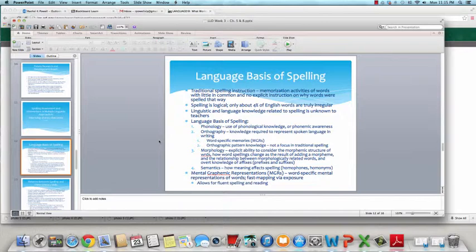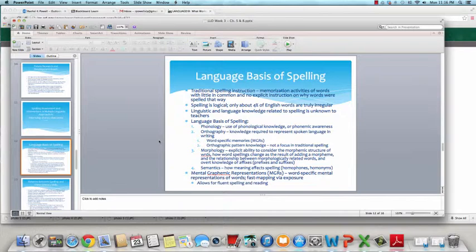So what is the language basis of spelling? Well, you're going to use these four areas of language to help teach spelling patterns. First of all, phonology. If you come away with nothing from this class, come away with the fact that you have to teach these phonological awareness skills to students. The linguistic principle of phonology has to be taught explicitly to students, as does the use of phonological knowledge or phonemic awareness.